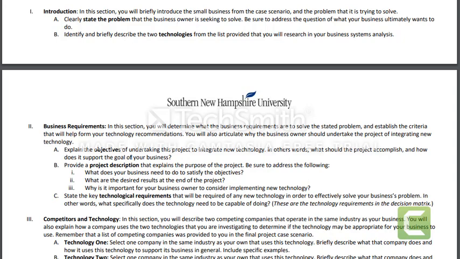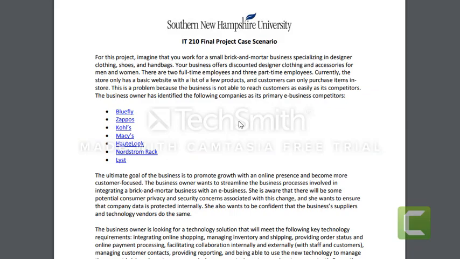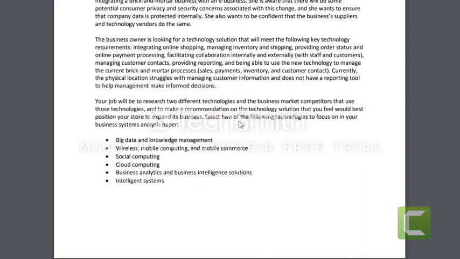So it asks you to briefly describe the two technologies from the list provided. The two technologies it refers to are in this final project case scenario, this list right down here. Select two of the following technologies.